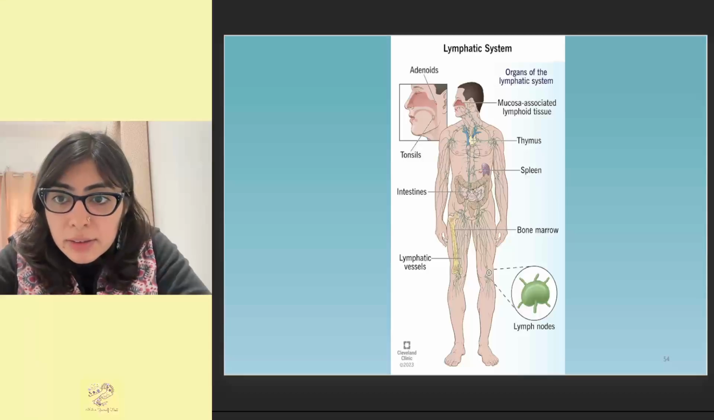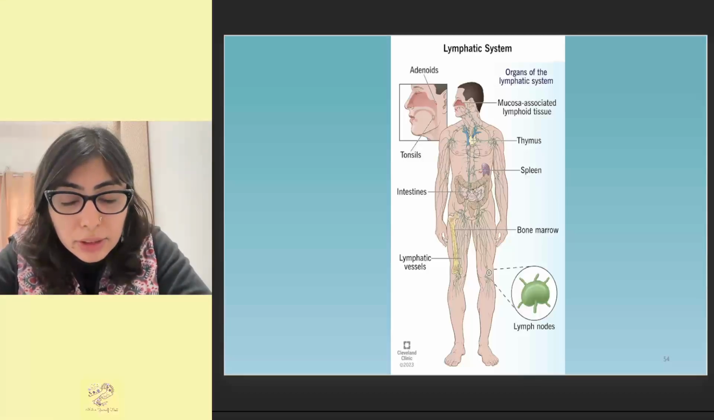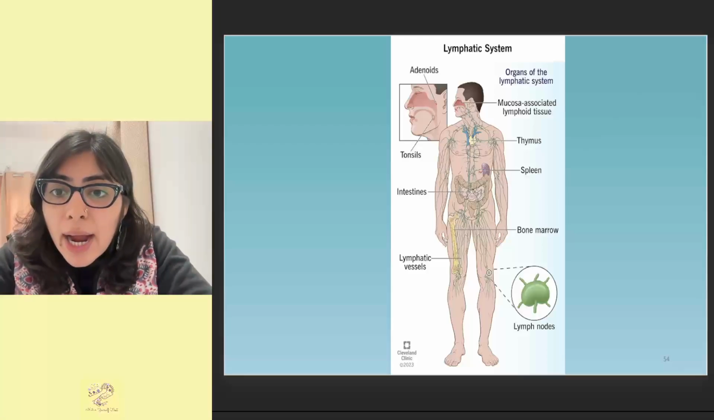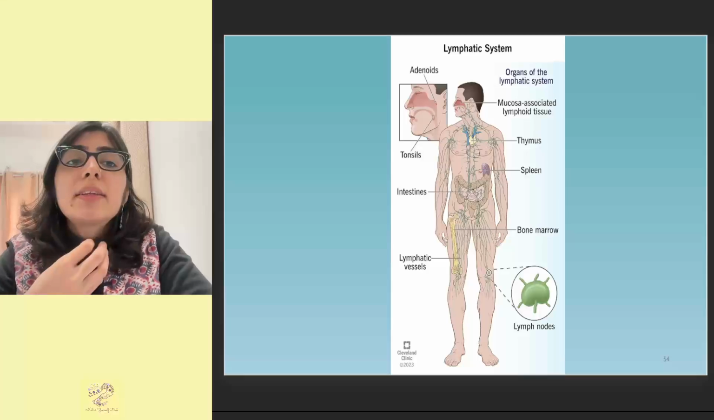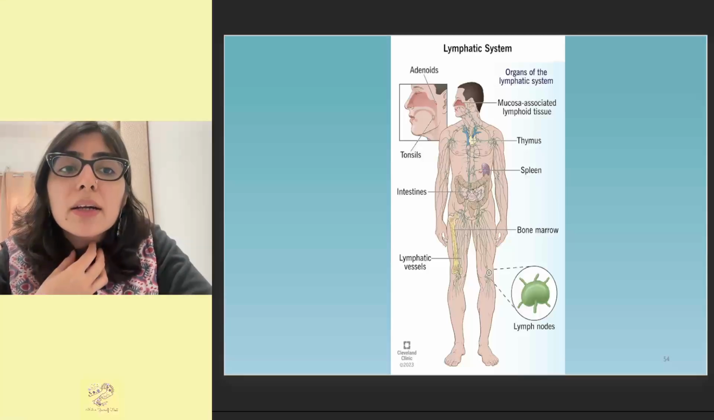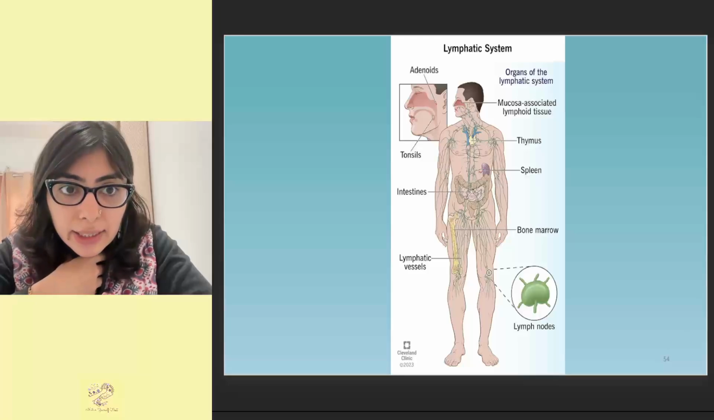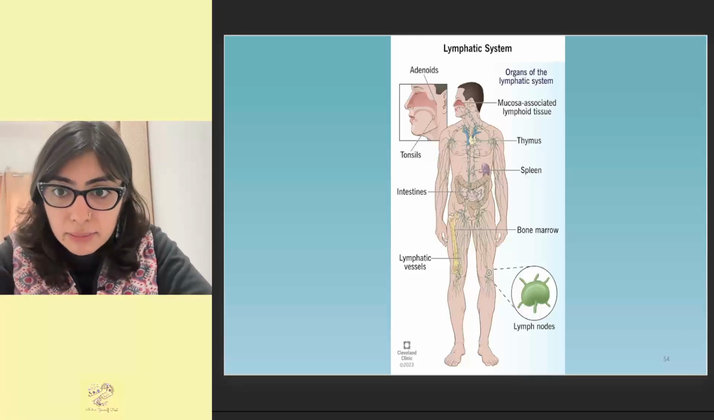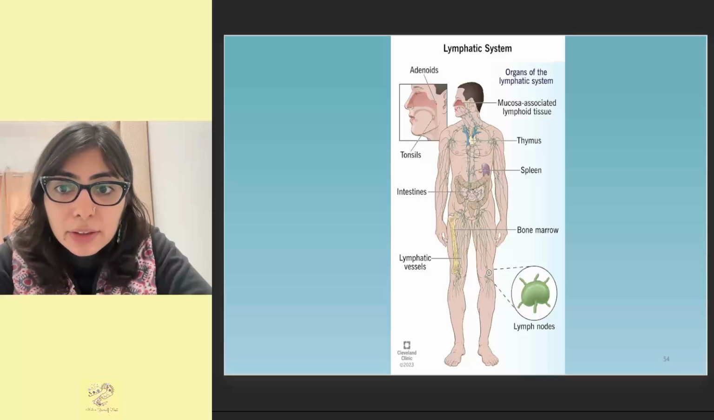Adenoids are another form of lymphoid, another part of the lymphatic system. Adenoids and tonsils. So as I said, lymph nodes are predominantly located in the neck area. The two major lymph nodes labeled in this diagram are adenoids and tonsils.